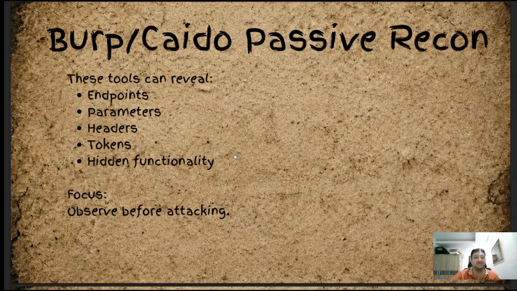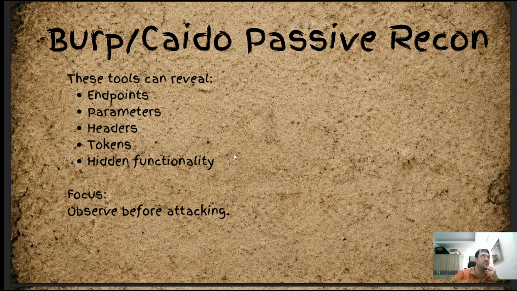All right, so I did this one, Burp and Caido passive recon. A lot of times, these tools can find endpoints, parameters, tokens, headers, hidden functionalities. This is why a lot of bug bounty hunters live inside of Caido or Burp Suite. I personally like Caido the most because it's run in Rust, and Rust is really fast compared to Java. Java is really old, but they both are really great programs because they have their own strengths and weaknesses, and you can still gather information very quickly.